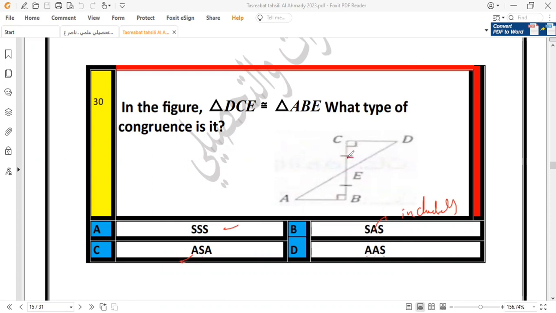Look here, this side is congruent to this side, and this angle is congruent to this angle. Both of them 90 degrees, and this angle is also congruent to this angle. They are opposite angles, or vertical angles. Okay, opposite angles. So here angle side angle is congruent to angle side angle, ASA. So the two triangles are congruent by ASA. It will be letter C, ASA.